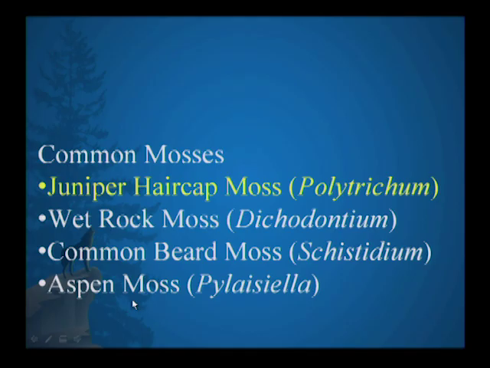Examples would be the juniper haircap moss. Another example is the wet rock moss, common beard moss, and aspen moss, which we find growing on the trunks of aspens. And these are just a few. There are actually quite a few mosses that we find up in the Yellowstone ecosystem.